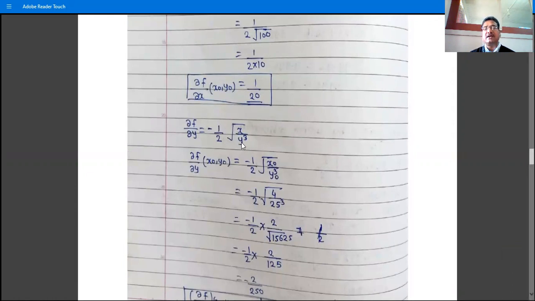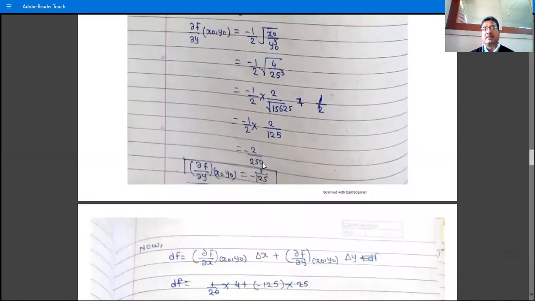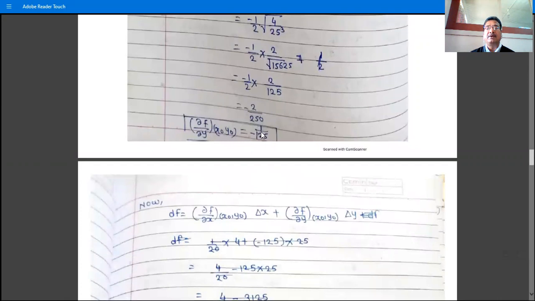This answer is correct, but simplify it. Root x divided by root y cube. Root y cube means y raised to 3 by 2. Then find the value at x naught, y naught. We have this answer, minus 2 by 2 to 5. And then the derivative with respect to x.